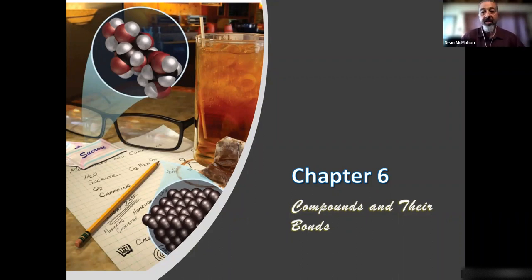Today, I'm going to be discussing Chapter 6, Compounds and Their Bonds. Primarily, we're leaning into this because we covered matter in Chapter 3. Under matter, we categorize pure substances and mixtures. Then in Chapter 4, we focused primarily on pure substances, which include the elements and the compounds. And in Chapter 4, we focused on elements and atomic structure.